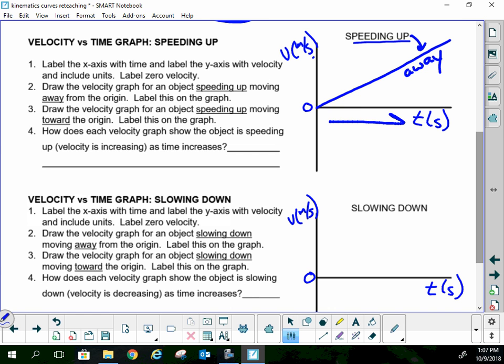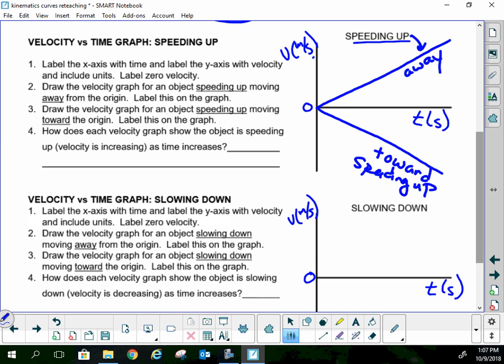So as time goes up, my velocity has to go up too, but it's got to be getting more and more negative. It's getting further away from the zero velocity. It's getting faster and faster as time goes on. So that means my velocity graph might look something like this. This is the velocity graph for an object moving toward the origin, speeding up.